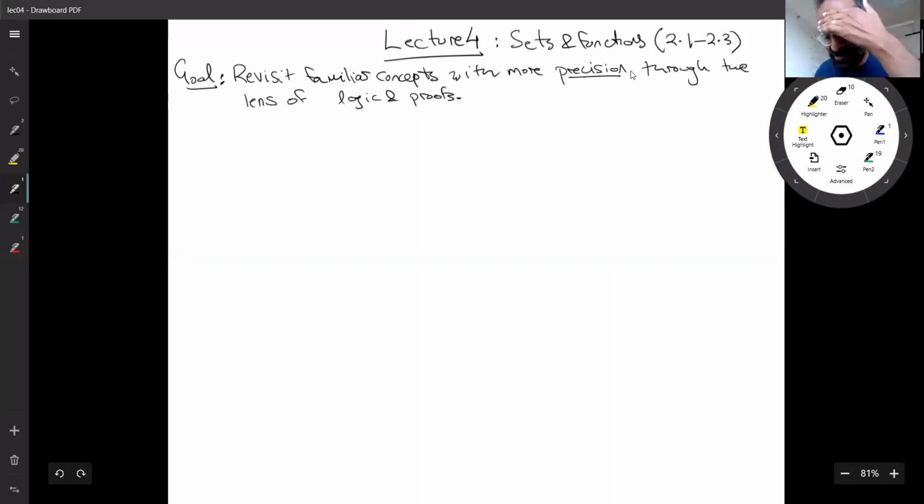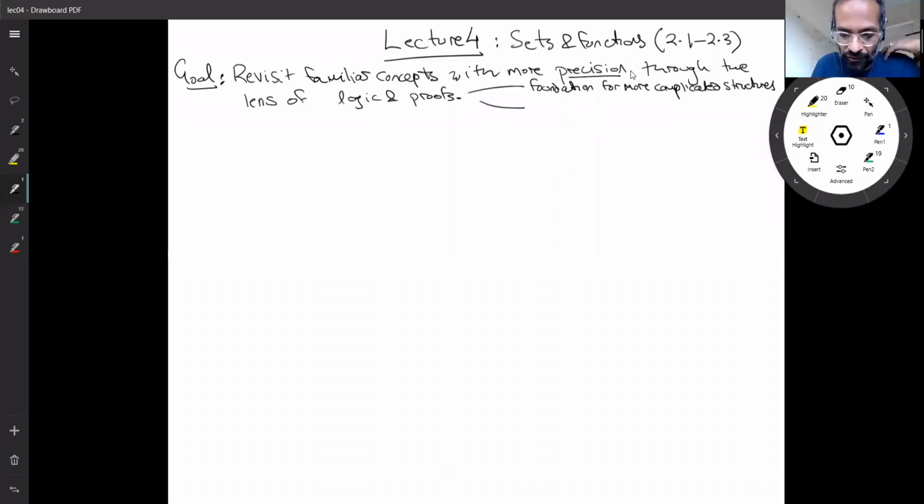And there are really two motivations for doing this. So one is that sets and functions form the basis for other more complicated mathematical structures that we're going to study. So these are the foundation for more complicated structures. And the other reason is that it's just a simple test bed in which to try some proof techniques, or for proof writing.